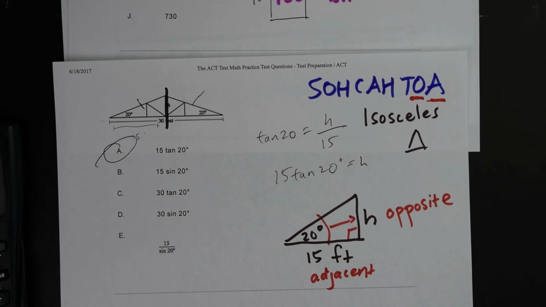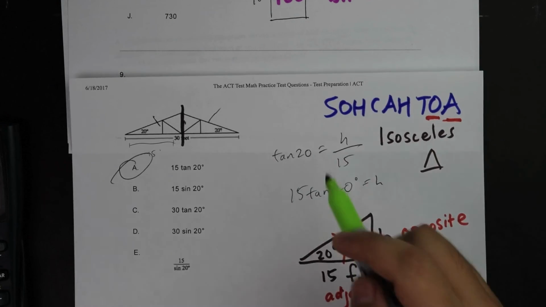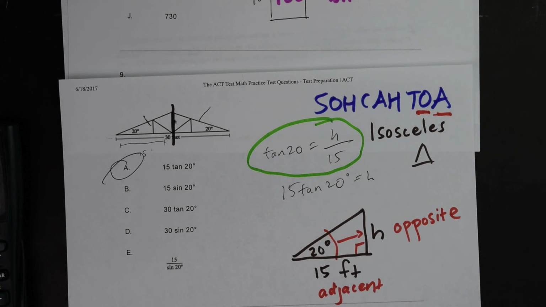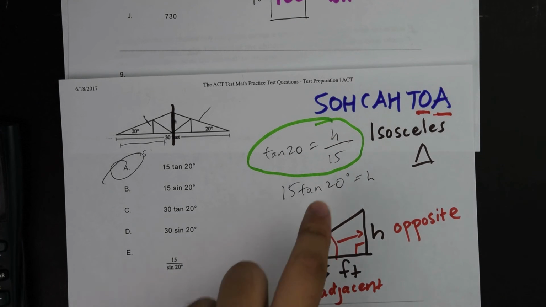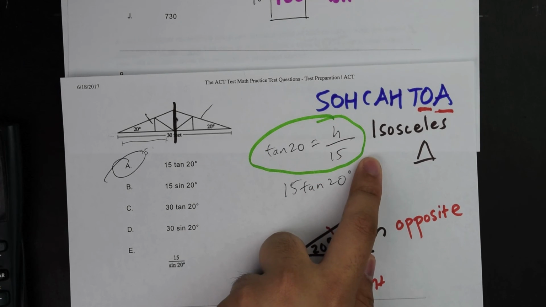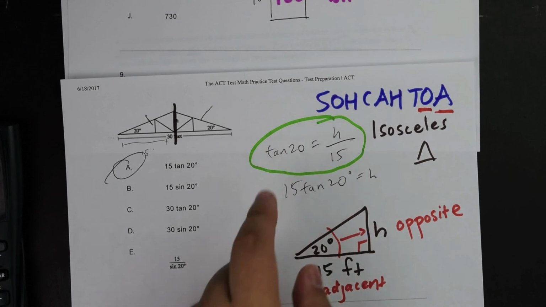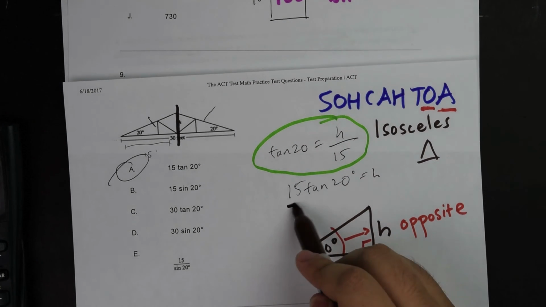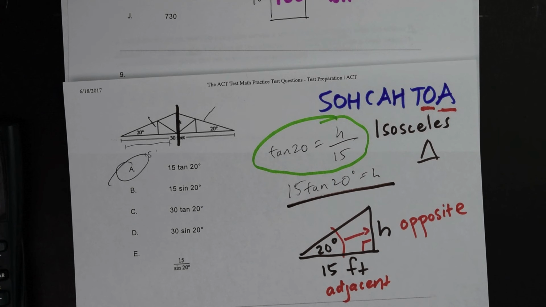And I set it up right here on my scratch work. So tangent 20 equals h over 15. But because we are solving for h, we want to multiply 15 on both sides. So h over 15 times 15 will cancel out the 15s. And it will be 15 tangent 20, which is going to be my final answer. This part right here is my final answer, which is going to be A. And that concludes my explanations for today.